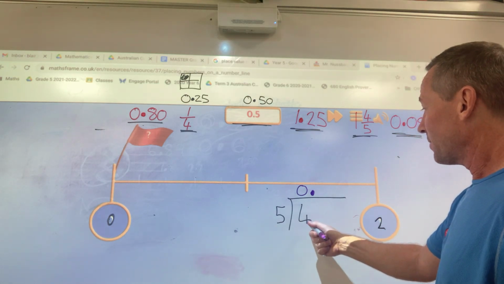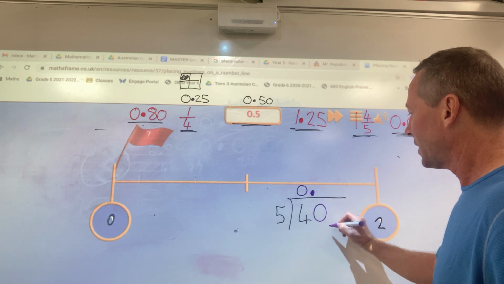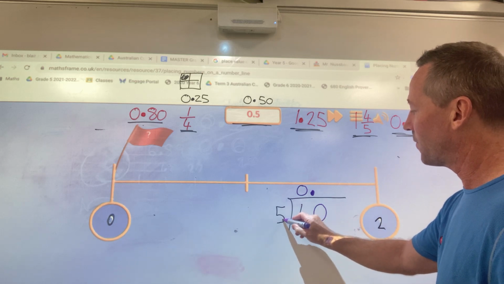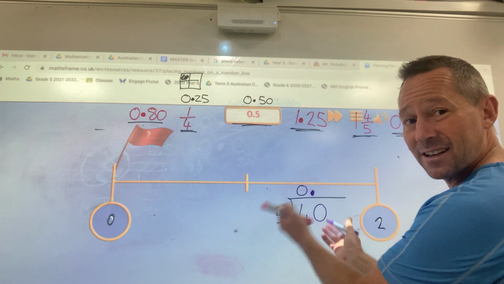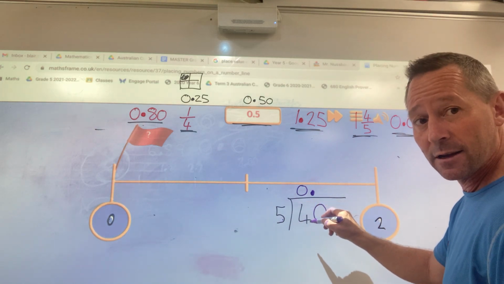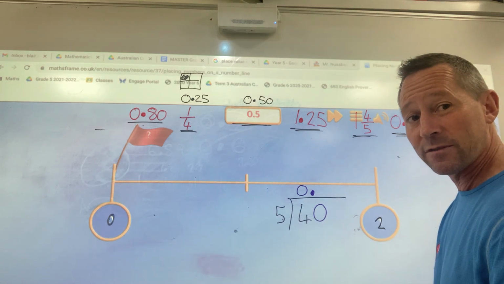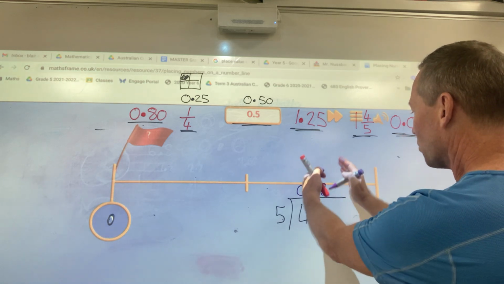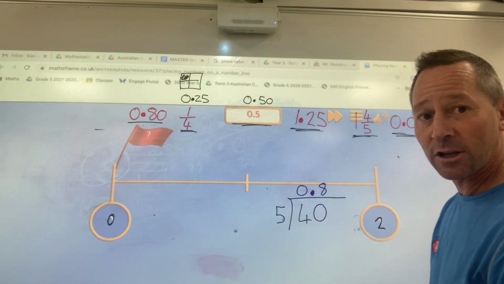And now the next step, I place a 0 here. Now, can 5 fit into 40, or 40 divided by 5? Sometimes the teachers say it different ways. 5 can fit into 40, or 40 divided by 5 is, this is where your times table and division come in handy, 8. And I've got them all lined up. 8 times 5 is 40, nothing left over.